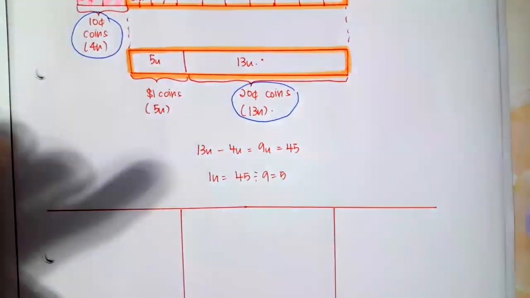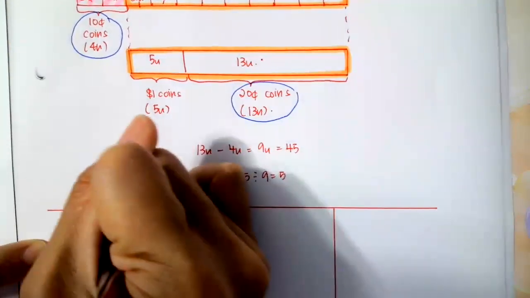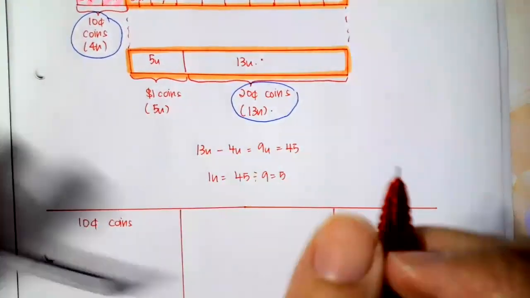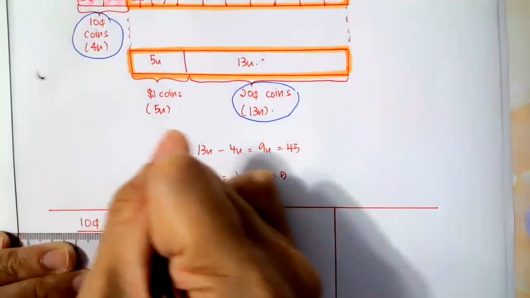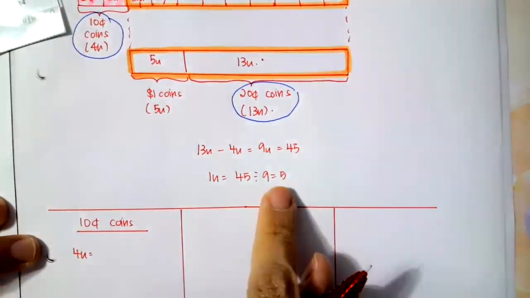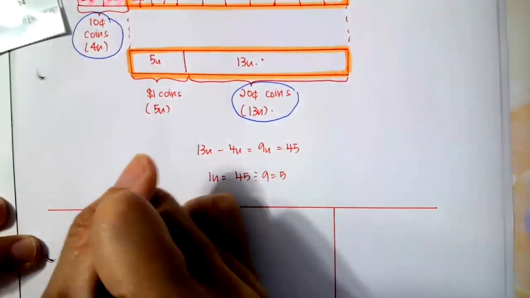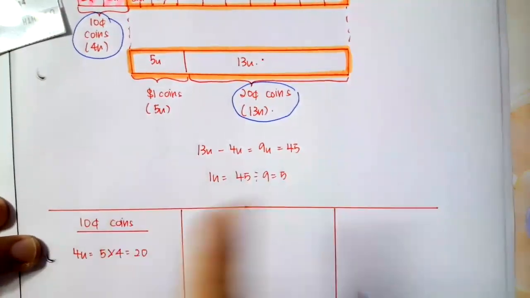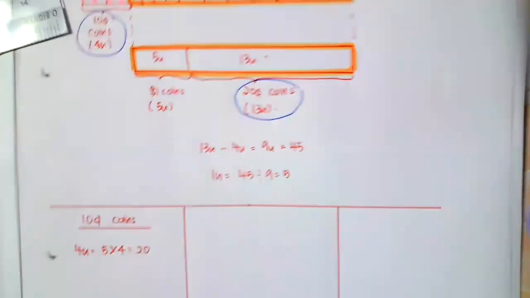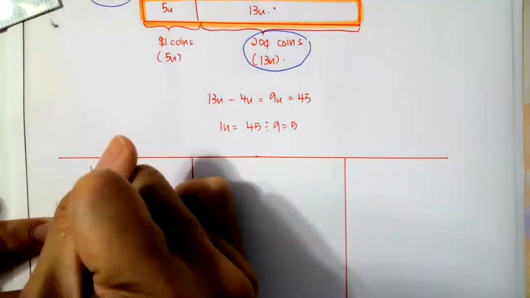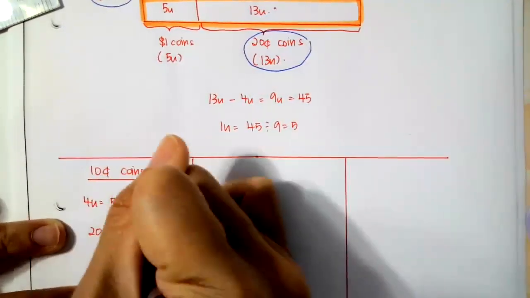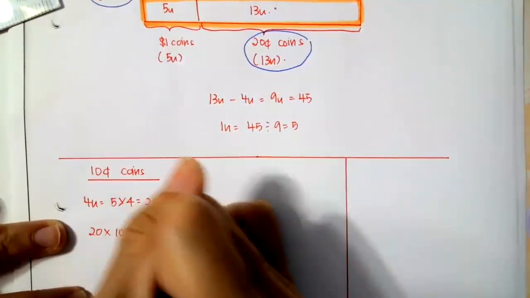I'm going to start off with the 10-cent coins. So I know the 10-cent coins have 4 units. So 4 units means 5 coins times 4. There's a total of 20 10-cent coins, okay? So 20 times 10 cents is 200 cents, or you can simply put it as $2.